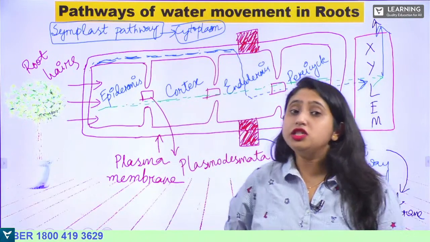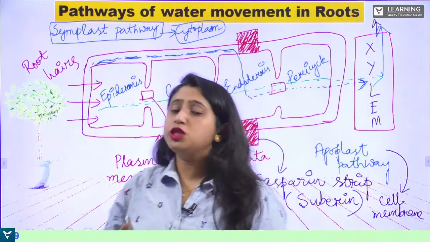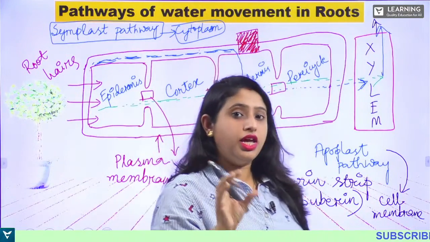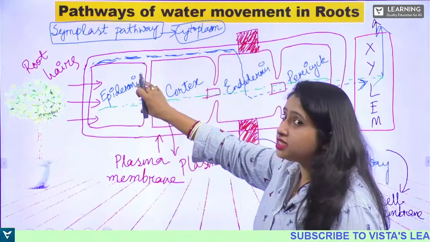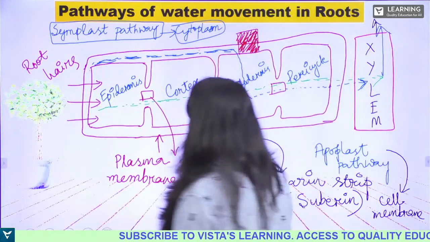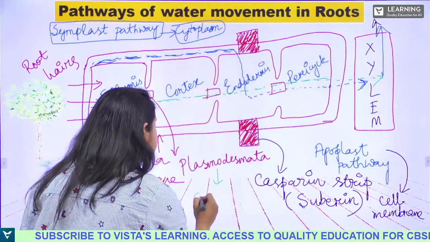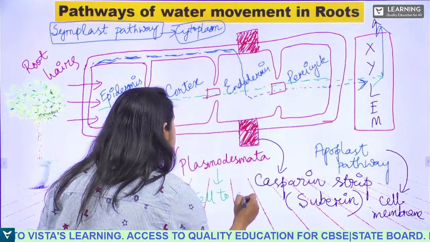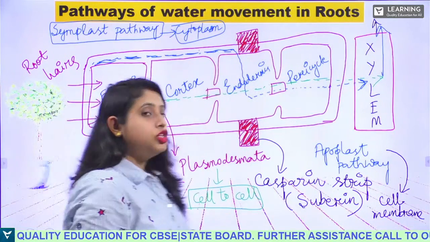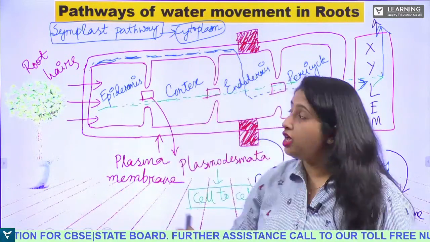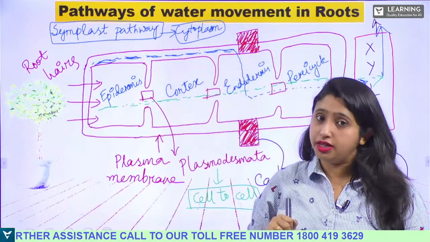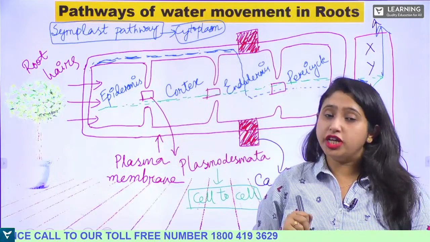Now, what is plasmodesmata? Plasmodesmata is a junction which connects cell to cell. It connects this cell to this one, as you can see. So in the Symplast pathway, the molecules can move through the cytoplasm directly, crossing the plasmodesmata.